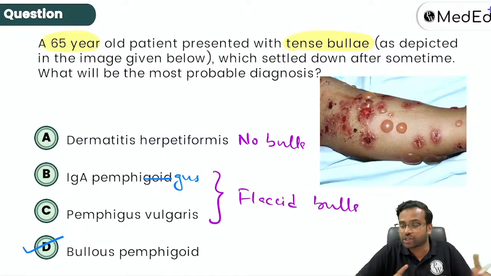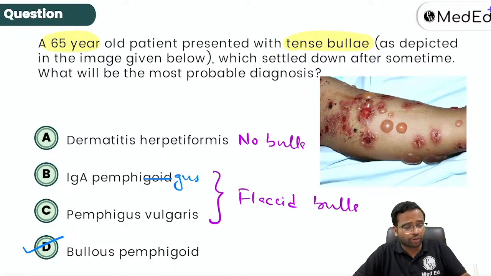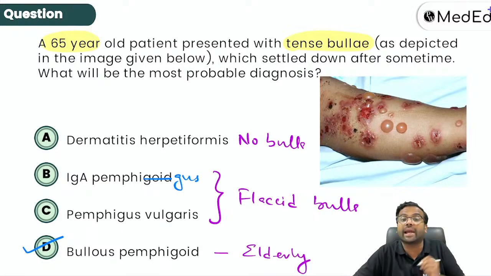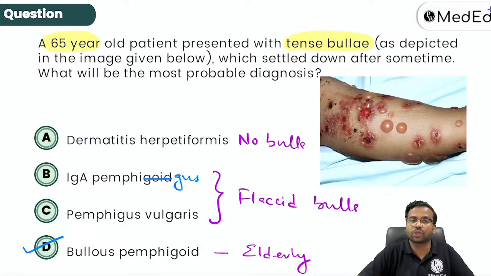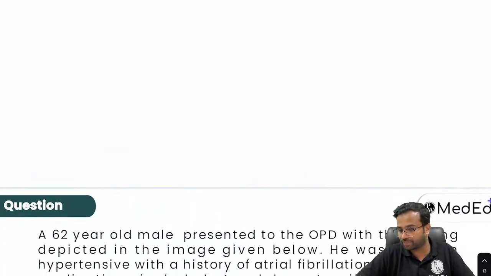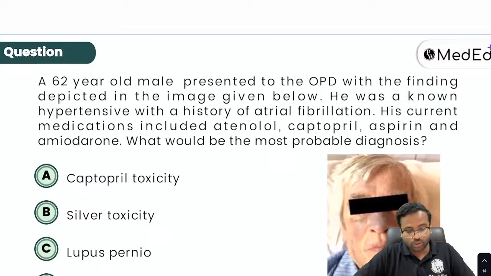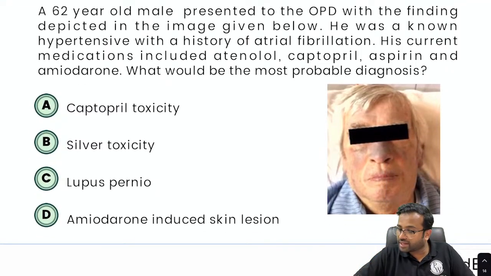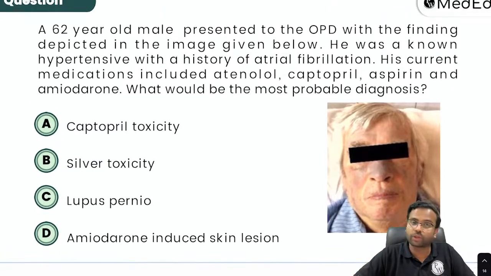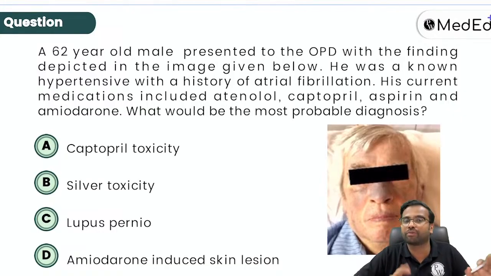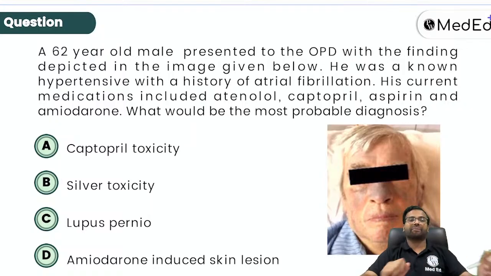Excellent. So if there is no flaccid bulla, then what happens? It is going to be a tense bulla. Tense bulla means we always think about bullous pemphigoid. We always think about bullous pemphigoid. And of course, bullous pemphigoid is also more commonly seen in elderly patients as well. So that is also helping us to reach this diagnosis. Amazing. So Sankita is saying that in pemphigus vulgaris, Nikolsky is positive. That is also right. I completely agree with you. In all the pemphigus group of diseases, it can be Nikolsky positive. Good. So now let's see another question.